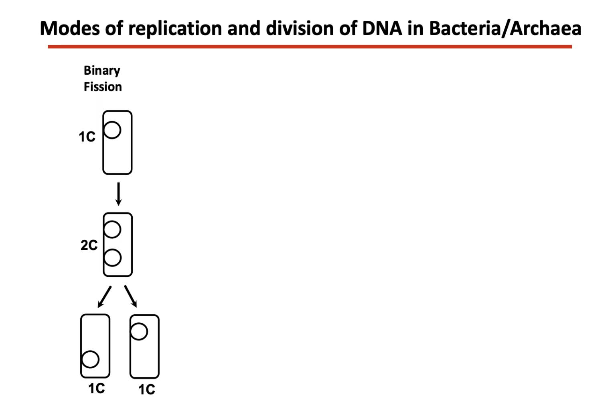So this one here is just a schematic of what I was just talking about, binary fission. You start out with a 1C level of DNA in the bacterial cell that duplicates, so now you have a cell that's actually at the 2C level. Then you get fission, and you have two bacteria, each at the 1C level. So that's the common way to undergo cell division, replication and cell division.